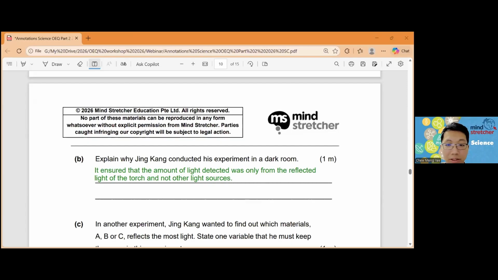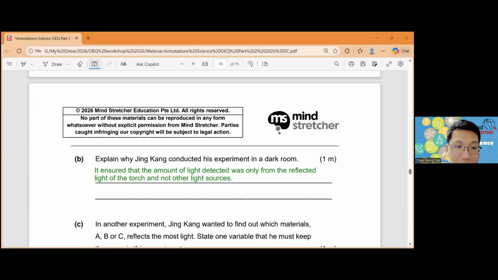Yeah, I think maybe the answer is fine. So I think it's about just identifying that there will only be one light source, which is the torch in the experiment, and no other light source. That is sufficient. Okay? Yeah, I think that one is good.